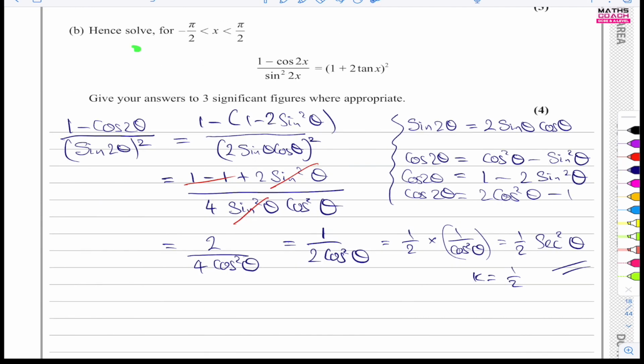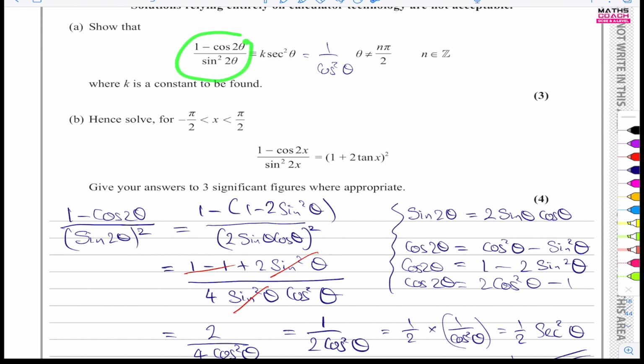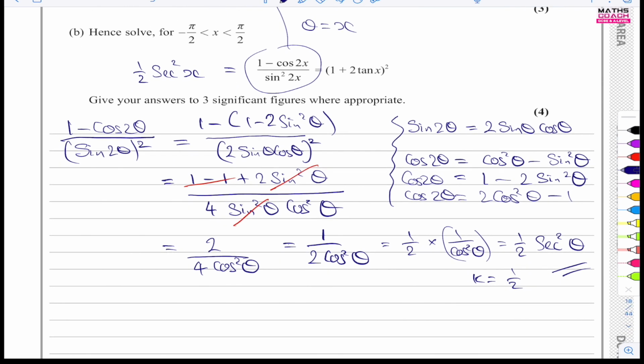Now the second part, hence solve this equation, must be linked to part A. If we look at part A, we can see that 1 minus cos 2 theta, 1 minus cos 2x. So basically x is the same as theta. If you make the link between this and this one, theta is the same as x. In which case, the expression we got here can be switched into this one here. So this side is going to be the same as k, which is a half, times sec squared of x.